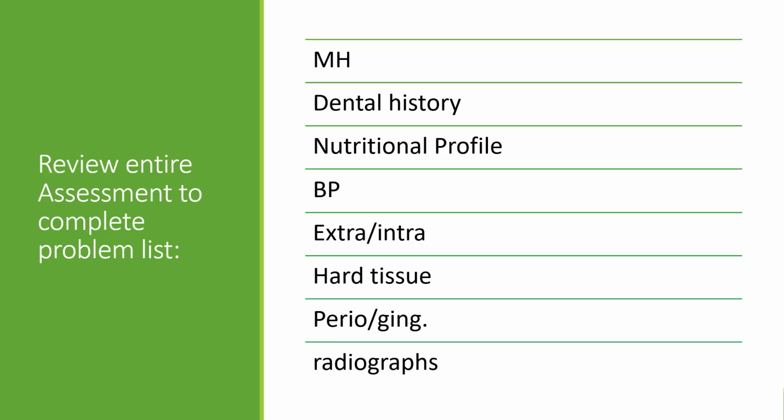Do they have bleeding upon probing? What is their bleeding upon probing? We're looking at the extraoral and intraoral. Do they have lesions? Do they have improper placement of frenums? Is there something going on in the mouth that is affecting their periodontium? We're going to look at the hard tissue. Do they have overhangs? Are they missing teeth? Do they have teeth that are over-erupted? Obviously, we're going to look at the perio charting, we're going to determine their CAL, we're going to look at the condition of the gingiva, and we're going to use radiographs as well. We're going to look for that bone loss if there's any evidence of it.